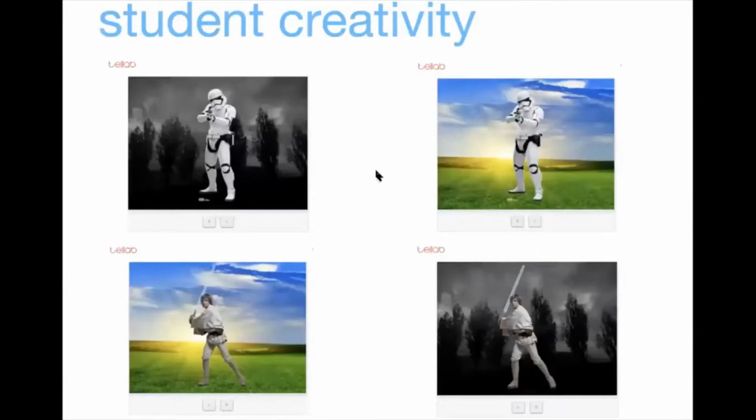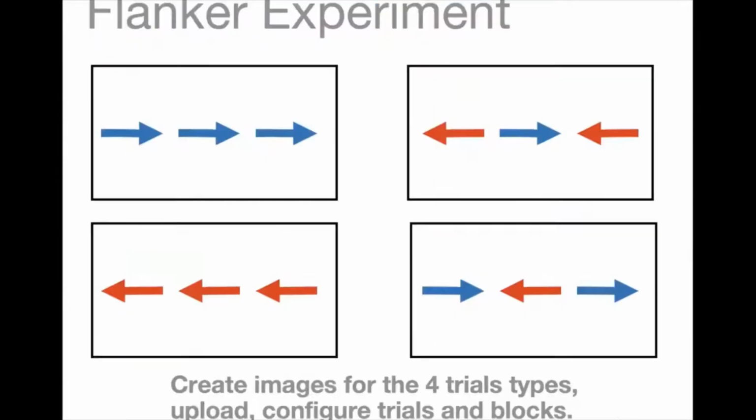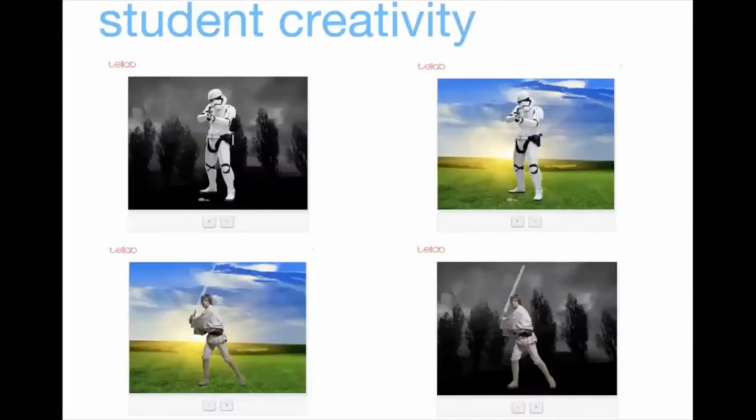So here's an example that one of my students did in class. The same concept of a flanker experiment with congruent and incongruent. They used, I think, Photoshop and made a congruent versus incongruent, light side versus dark side experiment with characters from Star Wars and settings from Star Wars. So on the left here, we've got congruent, dark side, light side, and then we've got the dark side character and the light side background.